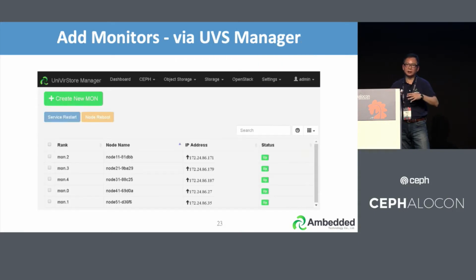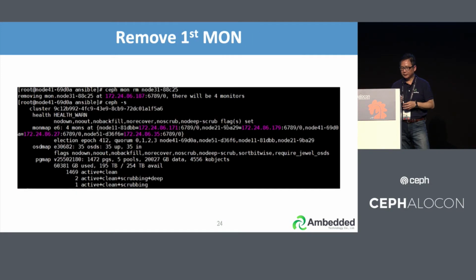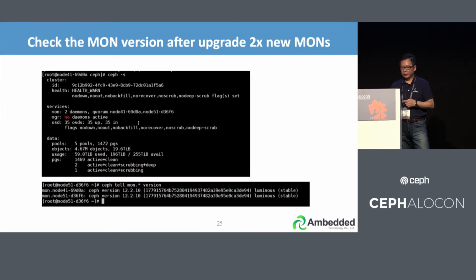So after that, Ceph became the Luminous version, even though all of the OSDs are still in the Jewel version. And now we have 5 monitors in the cluster. After that, we can check when we delete the monitor, and finally the version of the monitor becomes Luminous.